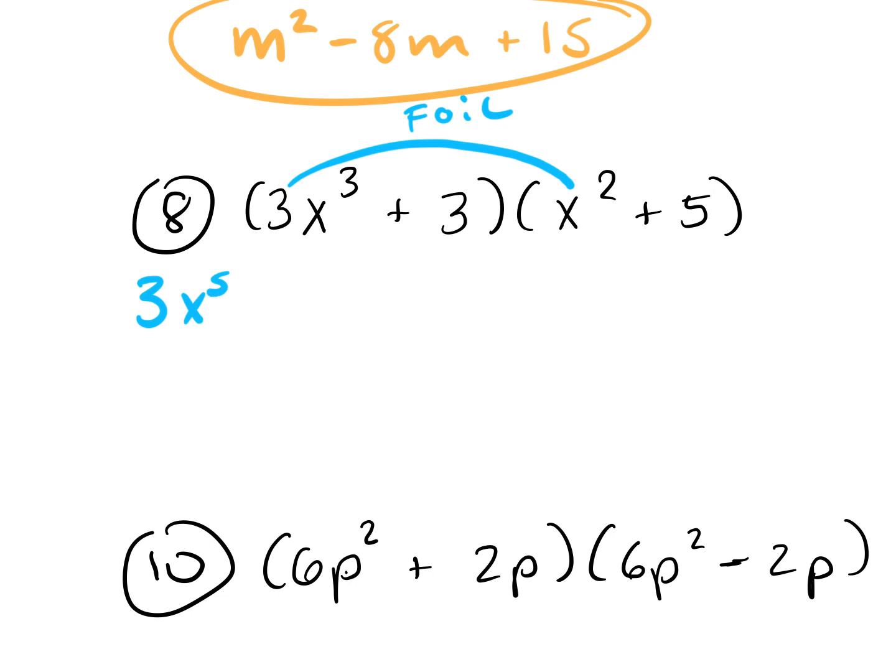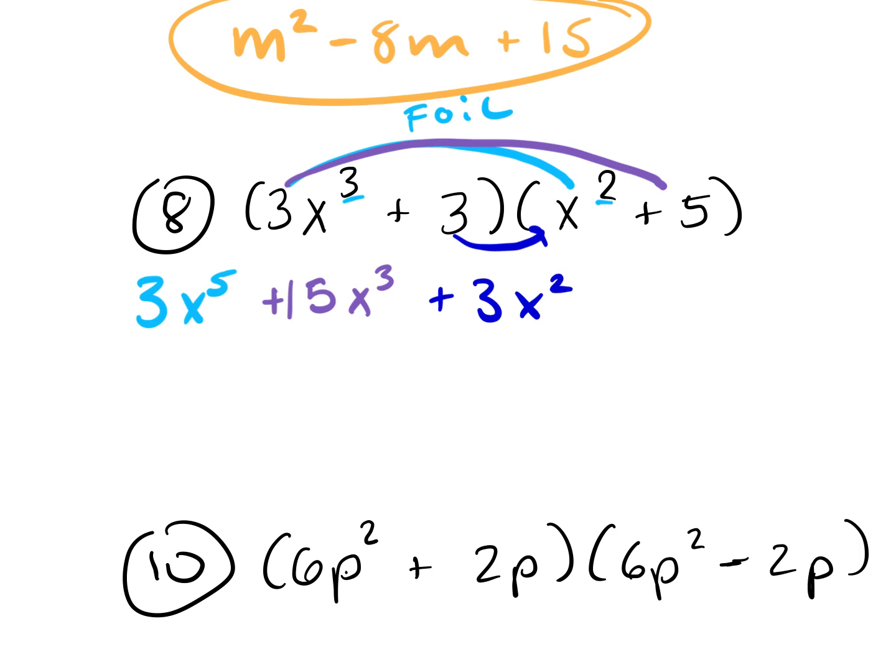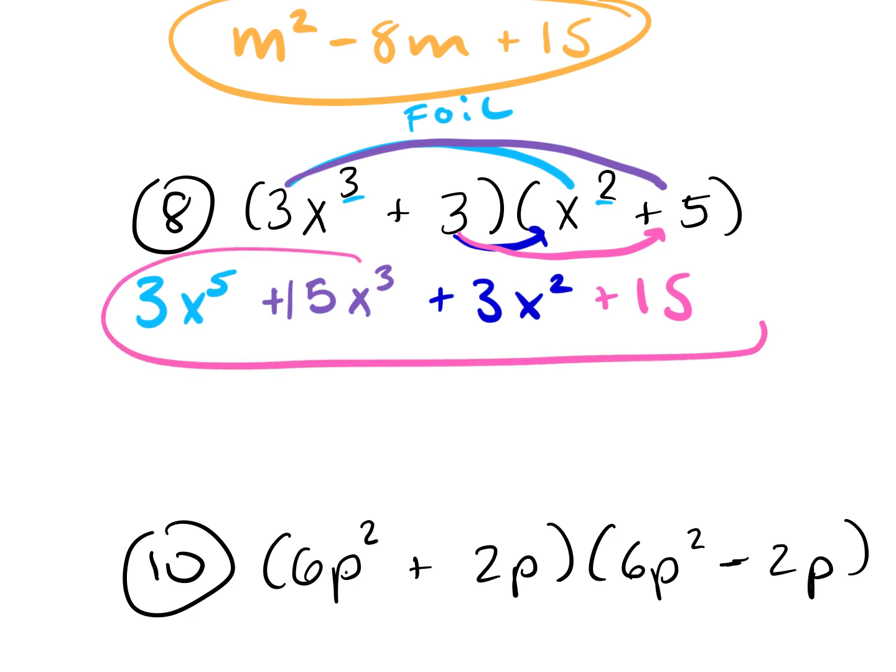Three x to the fifth power, perfect. You add the exponents together. Then the outsides, what's 3x to the third power times 5? 15x to the third power. Then the insides, what's 3 times x squared? 3x squared. And then the last, plus 15. What would I do next? That's it. We don't have any like terms, so that would be our answer.